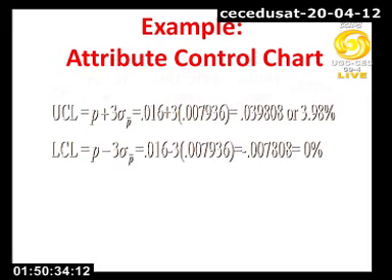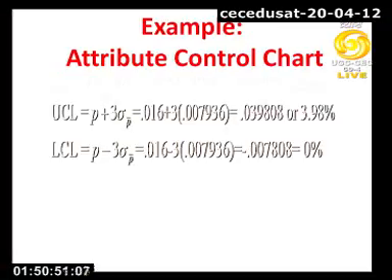In our case, as the process is running with 1.6% defective, the upper control limit is 0.016 plus 3 into 0.007936, which is equal to 0.039808, or finally 3.98%. Similarly, the lower control limit comes out to be 0%. So, our lower control limit is 0%, and upper control limit is 3.98%.